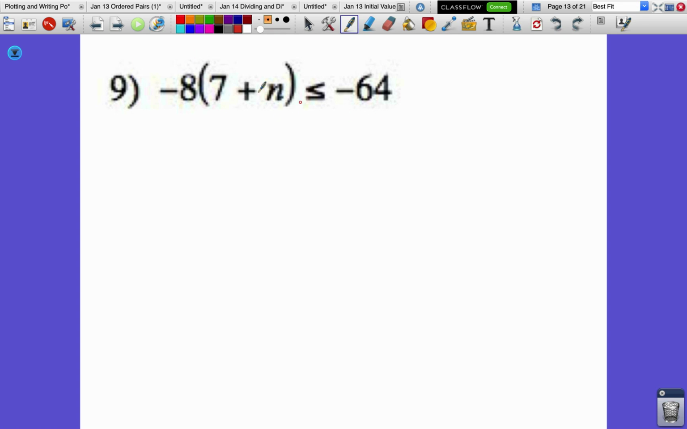It's an inequality, but the steps are still the same to solve it. There's just one small difference when solving these: if you ever multiply or divide by a negative, you have to flip the direction of your inequality. So to get rid of my parentheses, I distribute in the -8. Then I add 56 to both sides.